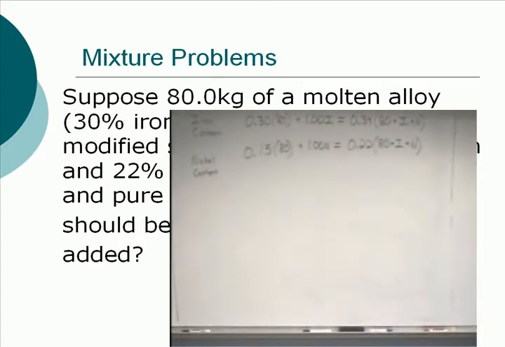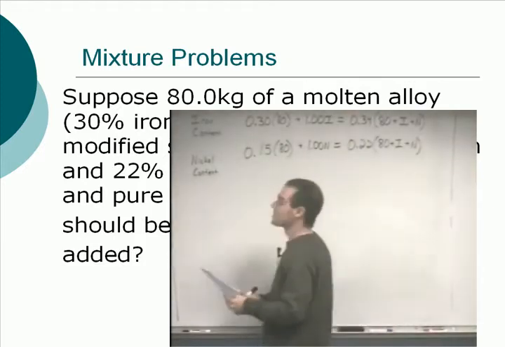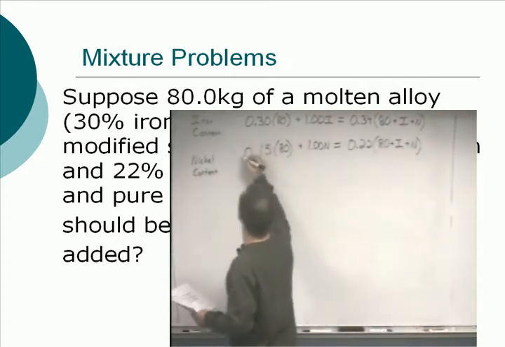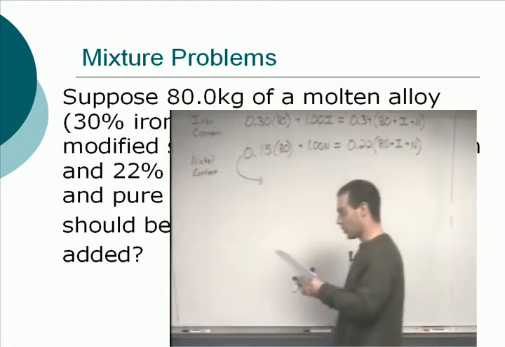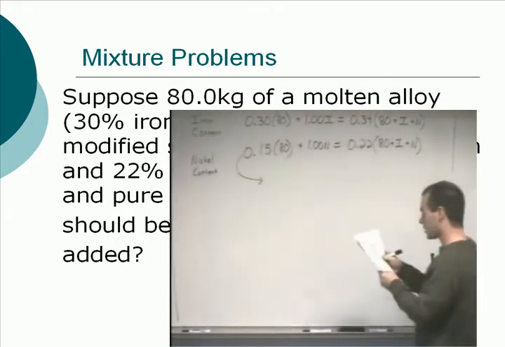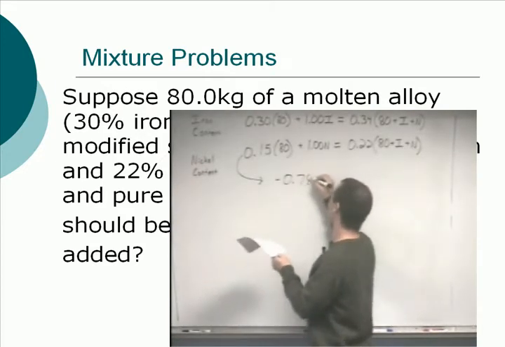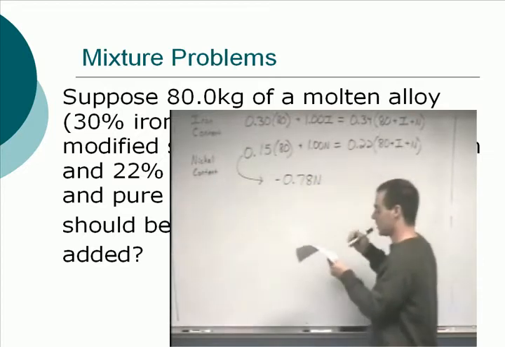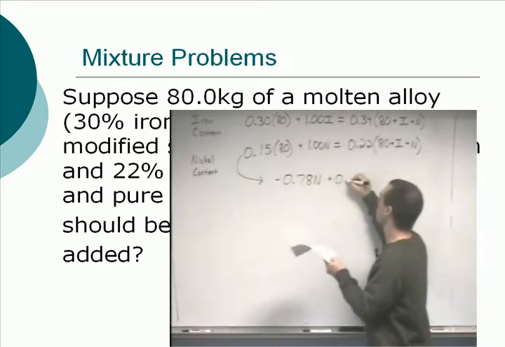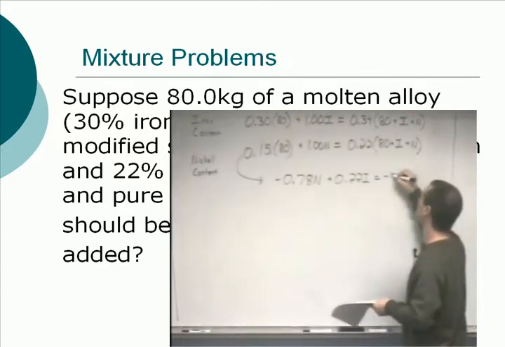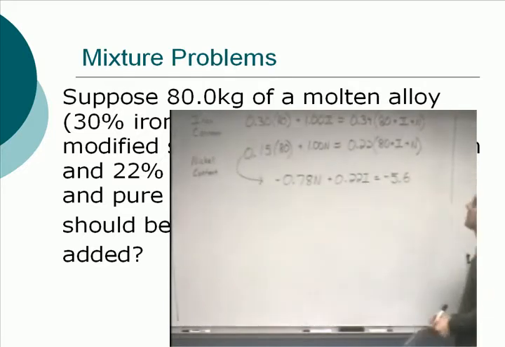Now, we can clean that up and rewrite it as our first step. Just to save a little bit of time here, I'm just going to tell you how these simplify. First of all, the nickel content, 0.15 times 80, this is going to, when all is said and done, become negative 0.78 N plus 0.22 I equals negative 5.6. That's just saving a little bit of time on algebra so that we can do some more setup problems.